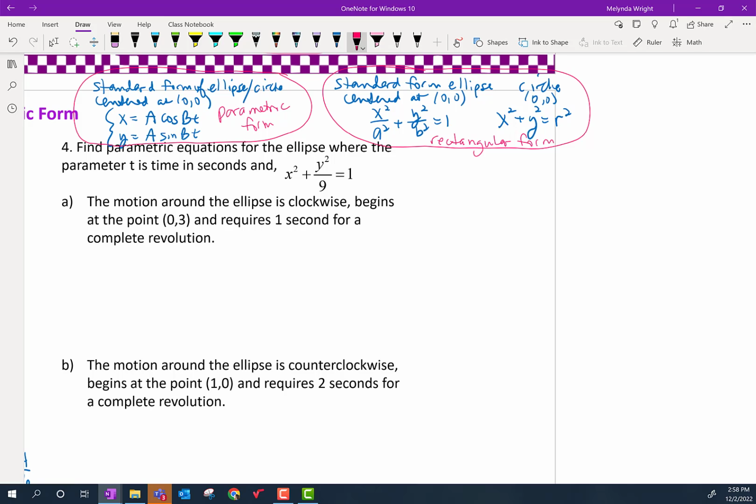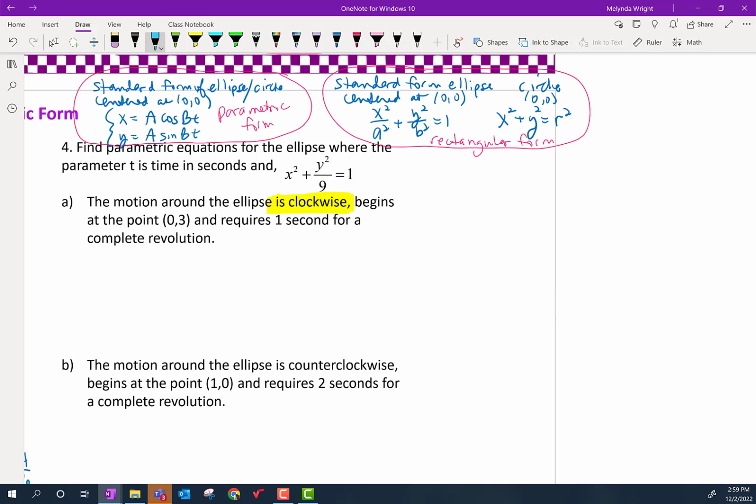Okay, so now they are asking us to find parametric equations for the ellipse where the parameter is t. Of course, that's what we're going to be using in time and seconds. Okay, so we've talked about this before. You may not recall the whole clockwise business. Does anyone recall the whole clockwise business from last time? How did we determine? Clockwise is the wrong way, by the way. All right, it's the wrong way. It goes clockwise. And what caused it to be clockwise? Does anybody remember?